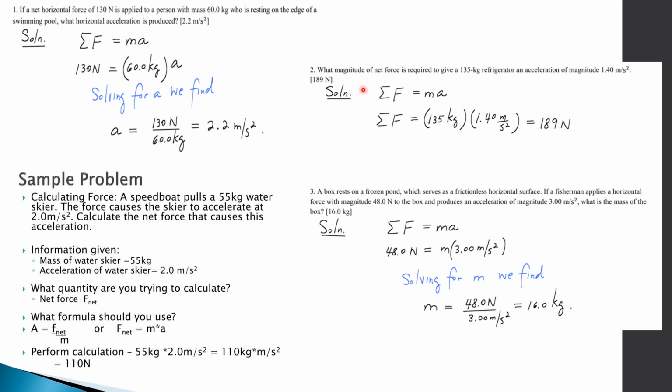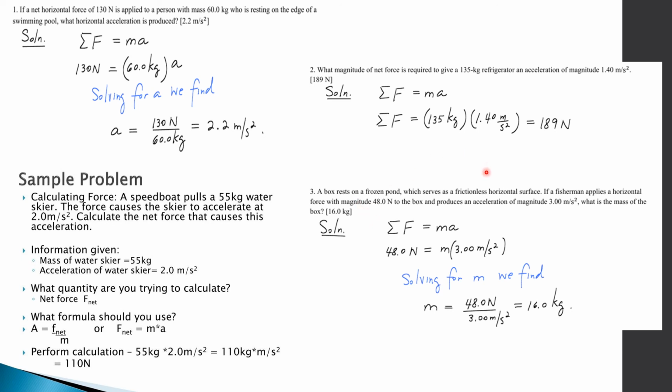Second problem, what magnitude of net force is required to give a 135 kilogram refrigerator an acceleration of magnitude 1.4 meters per second squared? Our answer is 189 newtons. How do we get that? We just simply multiply the mass 135 and the acceleration 1.4 meters per second squared. That is 189 newtons.